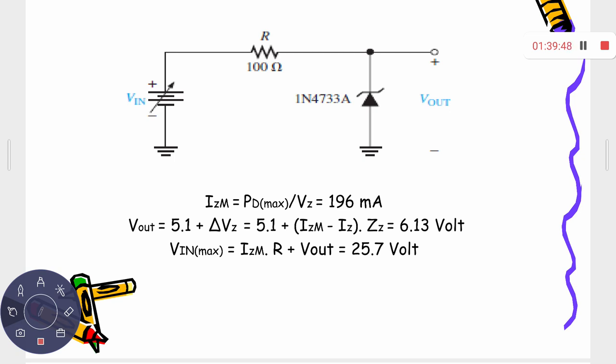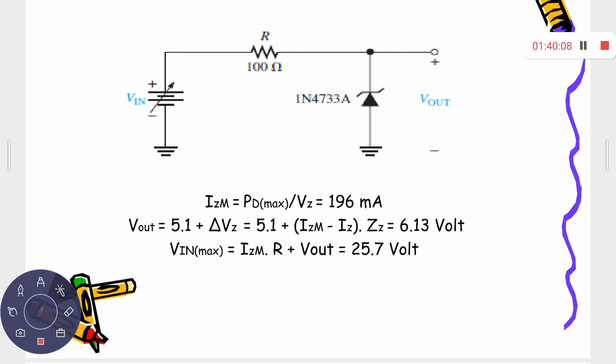What's your result? 27.2. Actually, here they are providing 25.7. Right. Now, what about the line regulation? What about the input fluctuation? Say, let it be your 4.86 to how much?